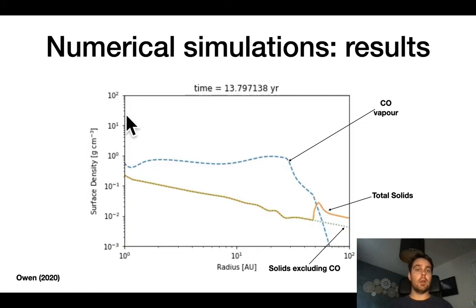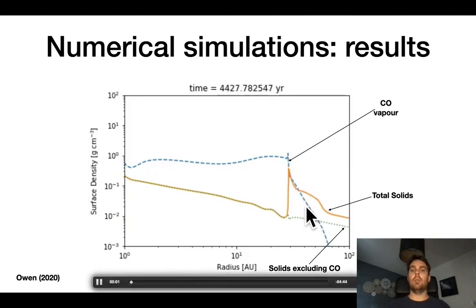So this is a video here showing the surface density on the left as a function of distance on the right. And we're going to look at just the CO snow line here. So the various lines: the blue dashed line shows the CO vapor, the orange line shows the total abundance of solids, and the green dotted line just shows the abundance of solids that don't include CO ice. So at the CO snow line here, we have a very rapid change in the total solid abundance. So if I let this system evolve, in the standard picture where the temperature is fixed, then this snow line just remains at this same location forever.